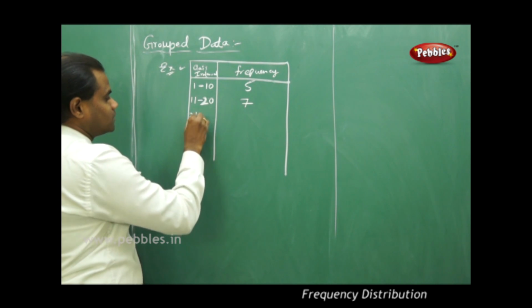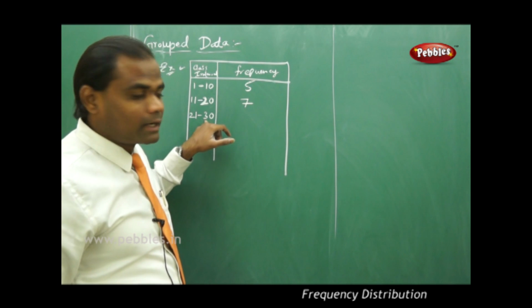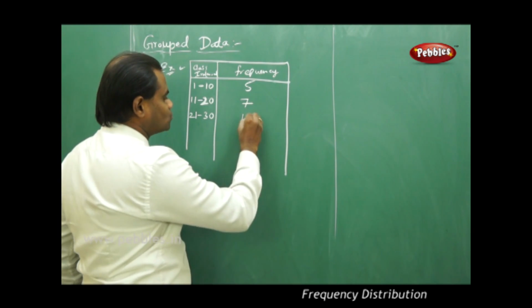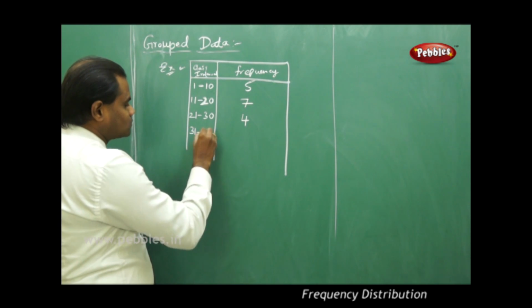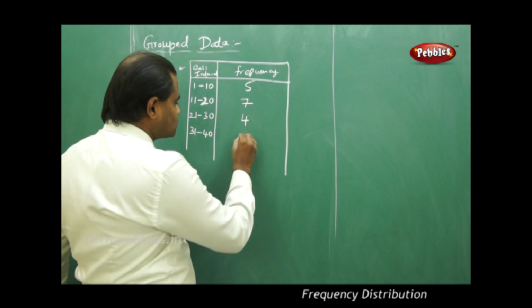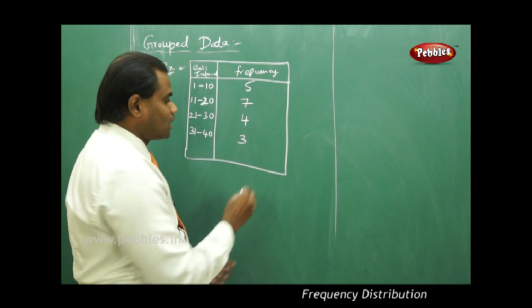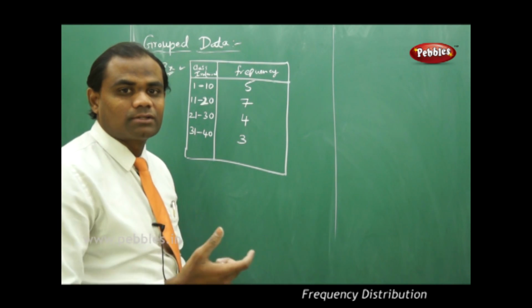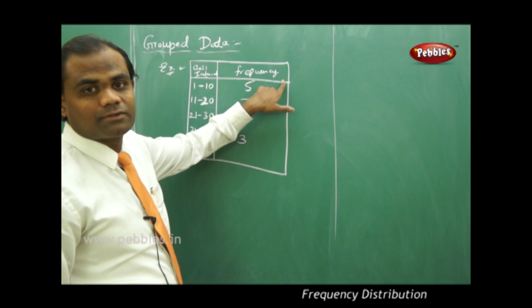Next I have 21 to 30. In this case of the roll number starting from 21 and ending with 30, I have 4 students who have passed. Next I have 31 to 40. For roll number 31 to 40, there are 3 students who have passed. So the number of students, or the number of observations, is usually called the frequency.